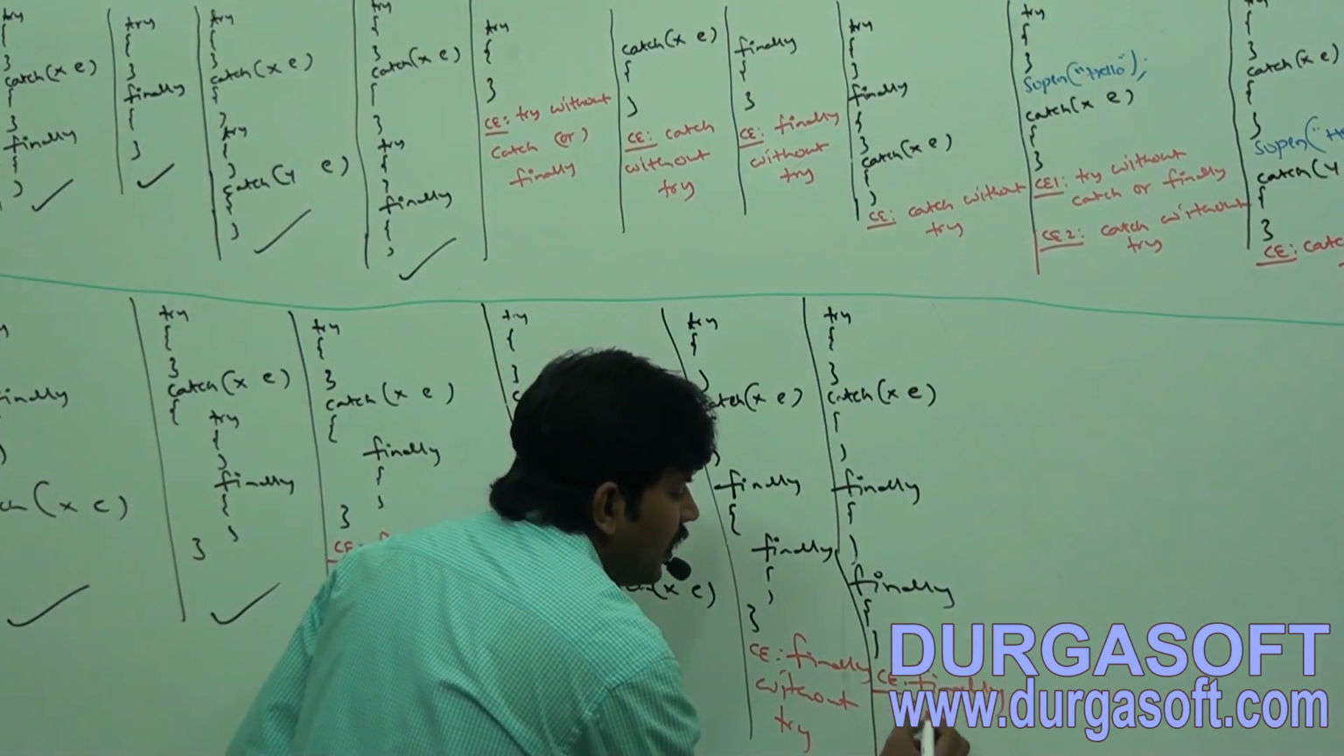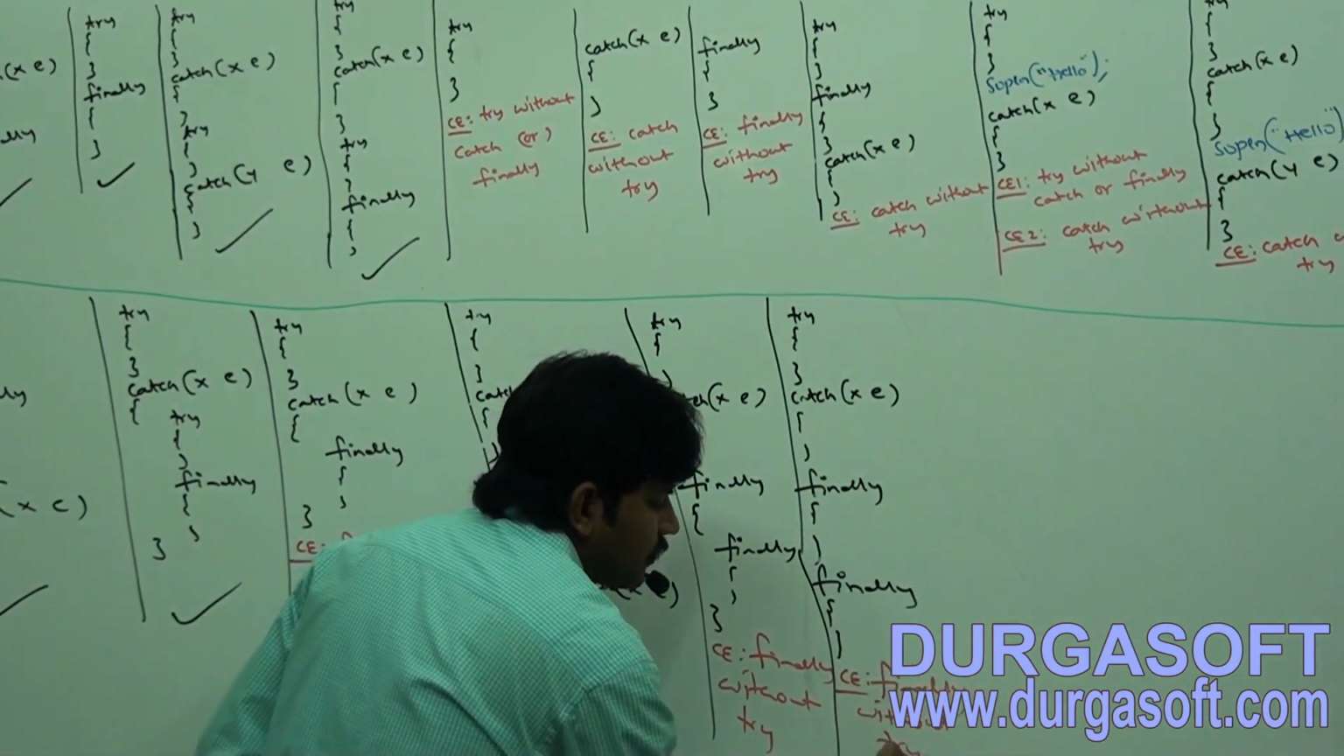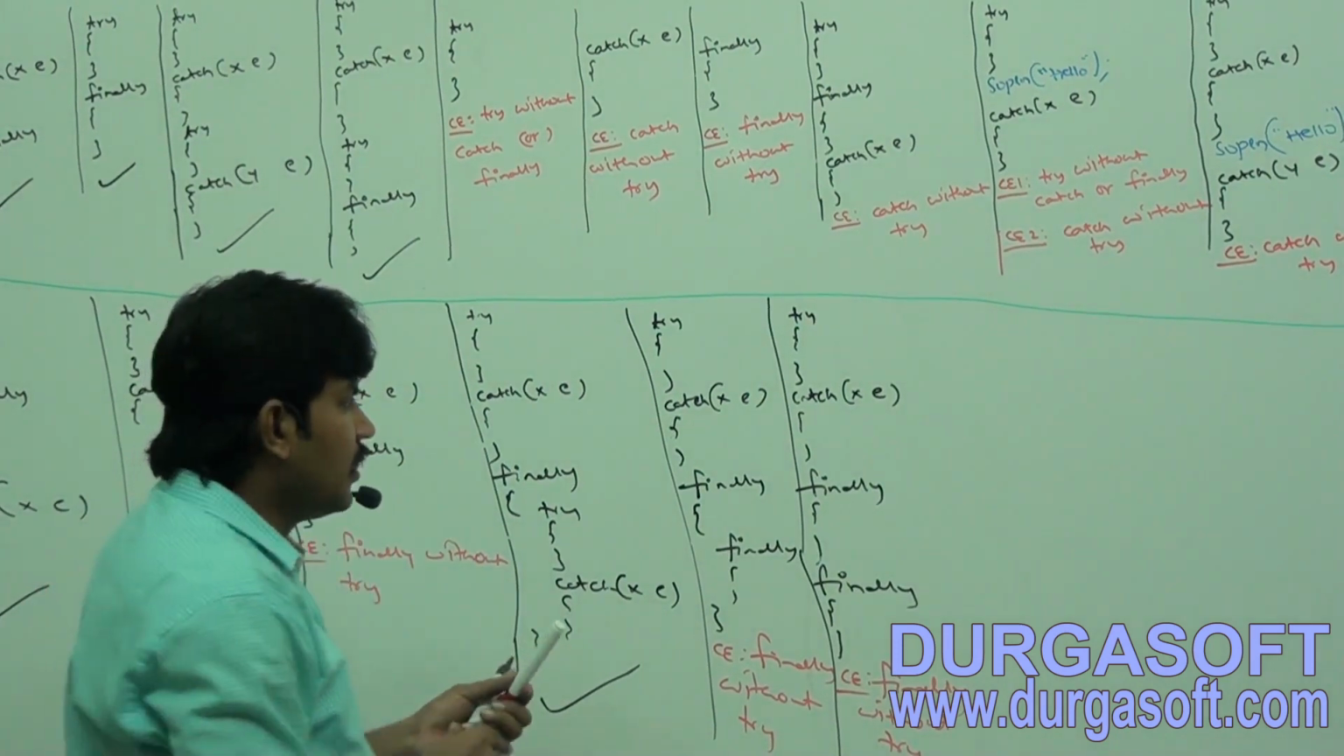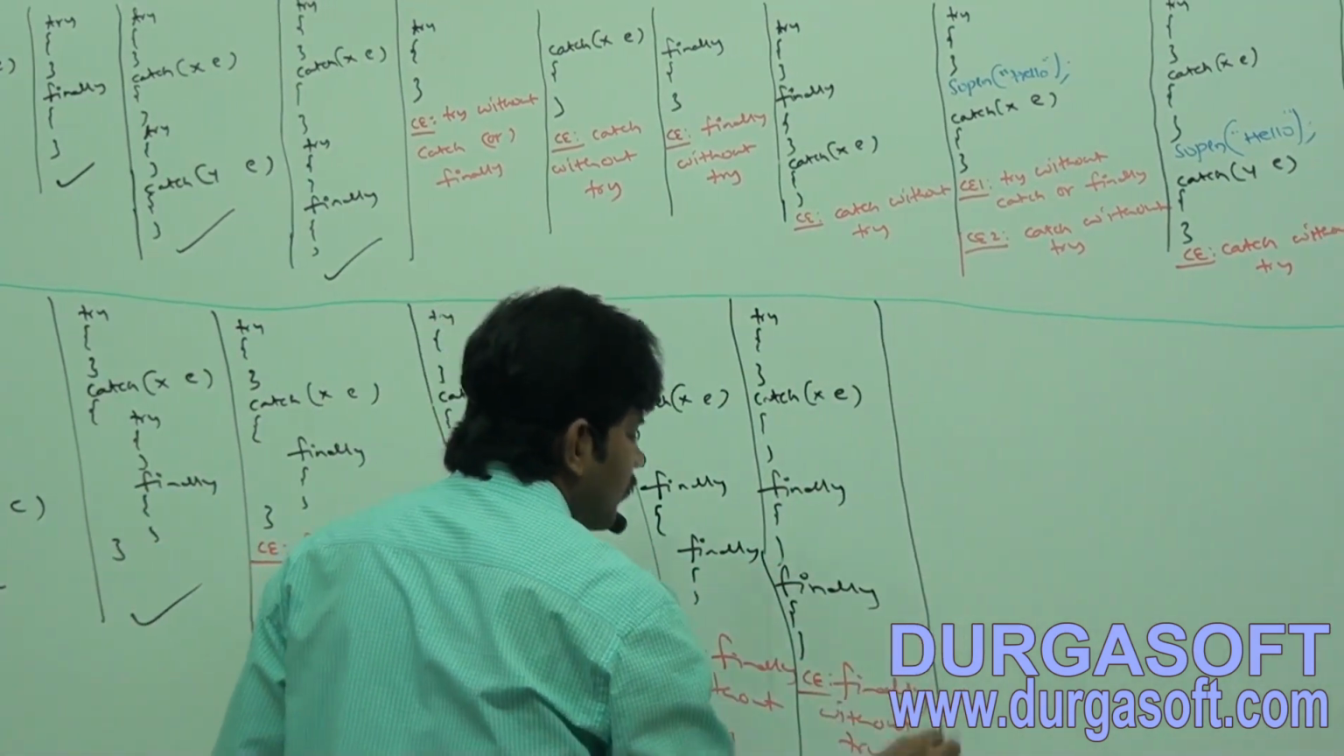Finally without a try. Finally without a try is the compile time error we will get.